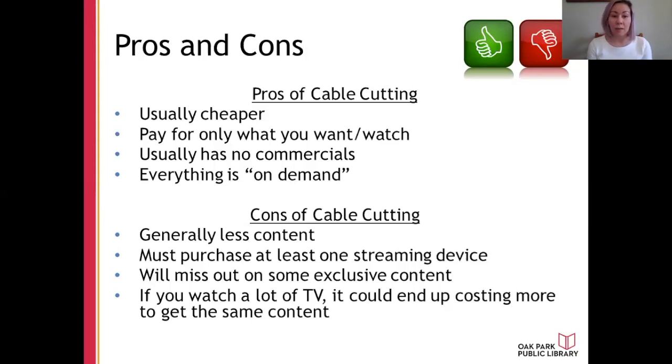Some of the cons of cutting the cable cord: there's generally less content, so you're not getting everything that's possibly out there, just because you're probably only subscribing to 1 or 2 subscription services, depending. So that just limits you a little bit on what you can watch. You have to purchase at least 1 streaming device. Doesn't matter what you purchase, but you just have to have that at least once. It's an upfront cost. You'll miss out on some exclusive content, like anything that happens live. So like a sporting event that maybe is only on ESPN Live, you might miss out on, or anything like award shows or concerts, like things that are on television, network cable.